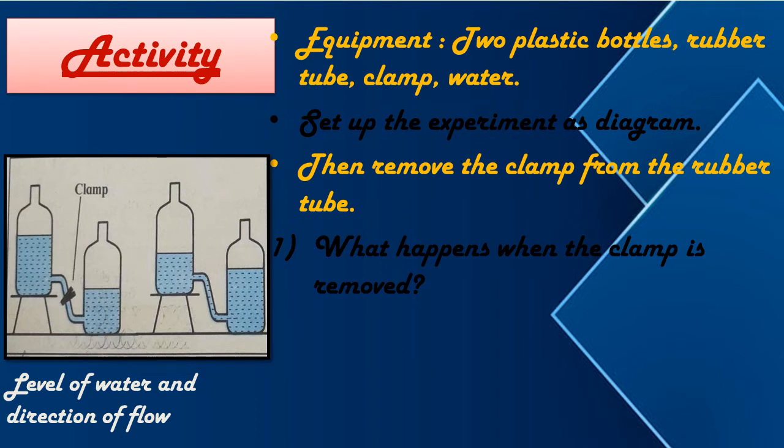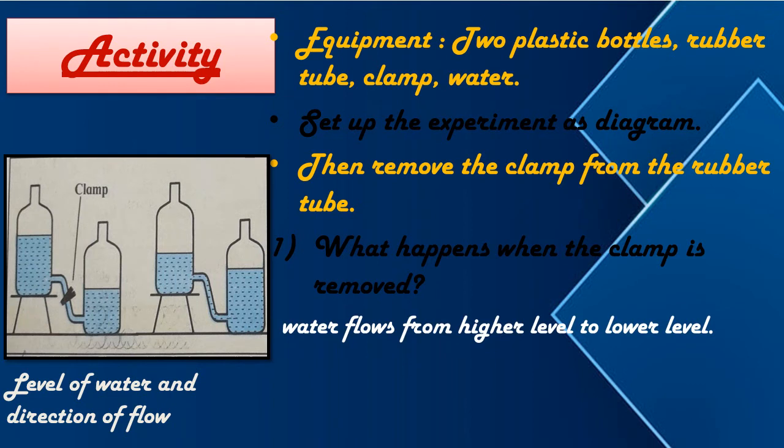We have to observe some points. The first question is, what happens when the clamp is removed? You can observe the clamp in the diagram. When the clamp is removed, water will start flowing from the higher level to the lower level. Water always flows from higher concentration to lower concentration. Does the water stop flowing? Yes, water will stop flowing when it attains the equilibrium or balance position.